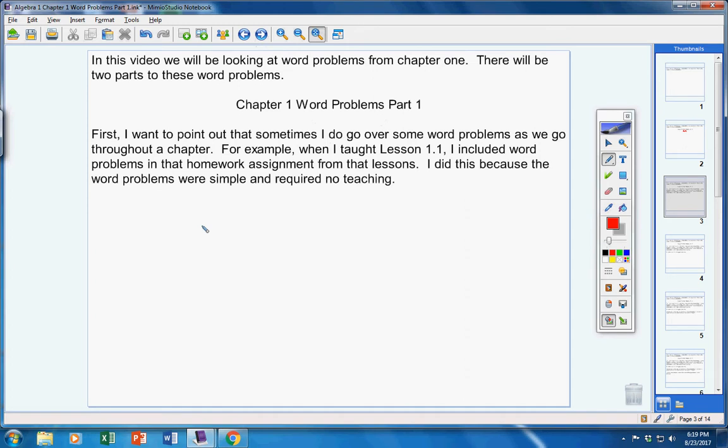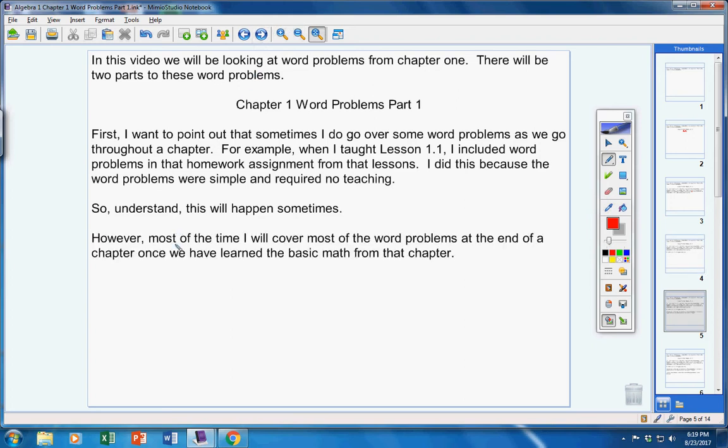Now first, I want to point out that sometimes I do go over some word problems as we go throughout the chapter. For example, think back to lesson 1.1 when I taught that lesson. I included word problems in that homework assignment from that lesson, okay? I did this because the word problems were simple and required no teaching, okay? So understand, this will happen sometimes.